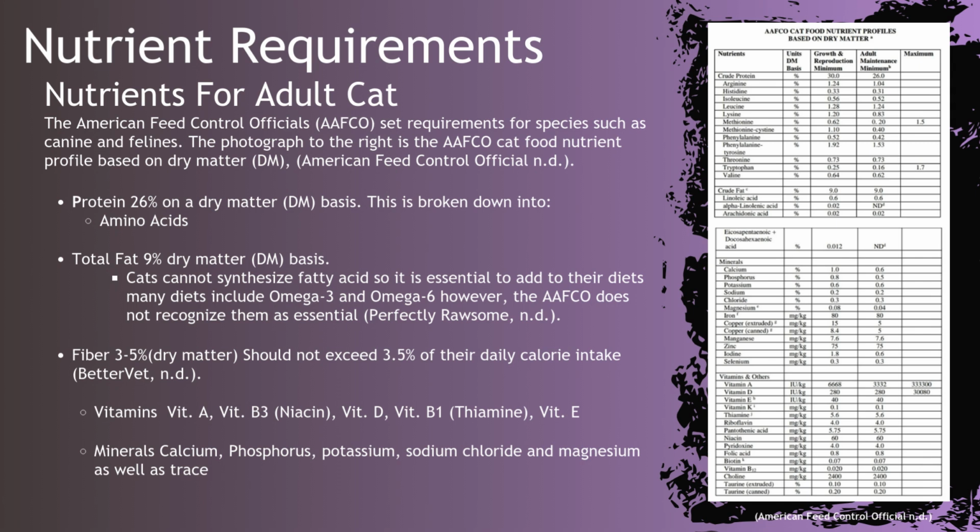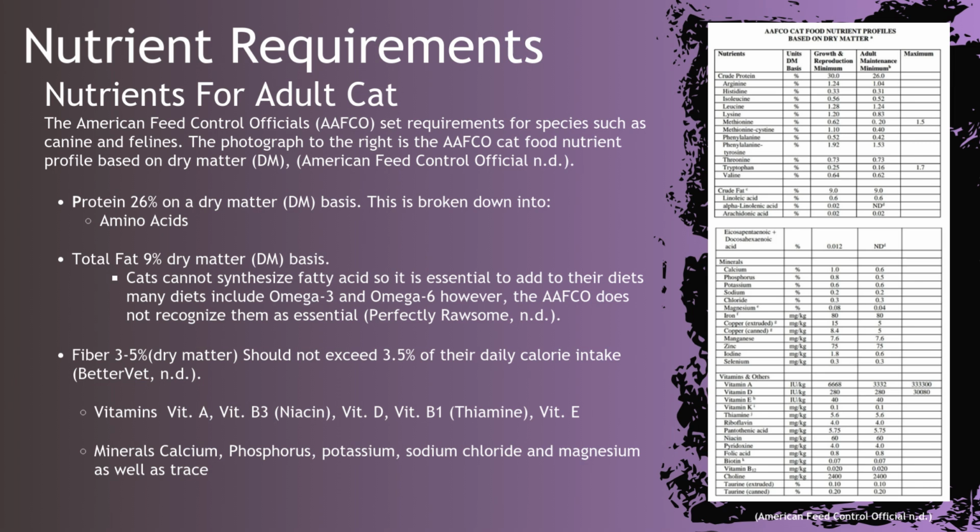Proteins, 26% on a dry matter basis. This is broken down into amino acids. Total fat should be around 9% dry matter basis. Cats cannot synthesize fatty acids, so it is essential to add it to their diets. Many diets will include omega-3 and omega-6.